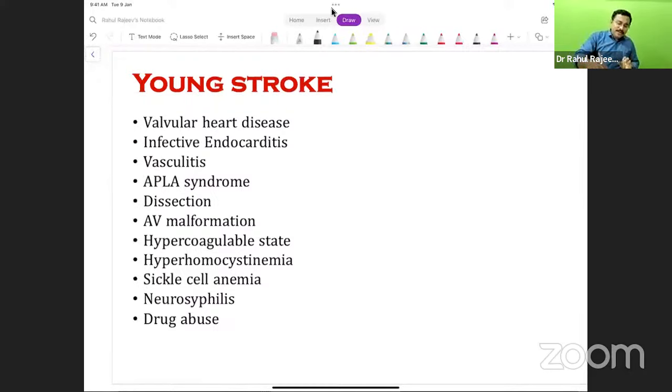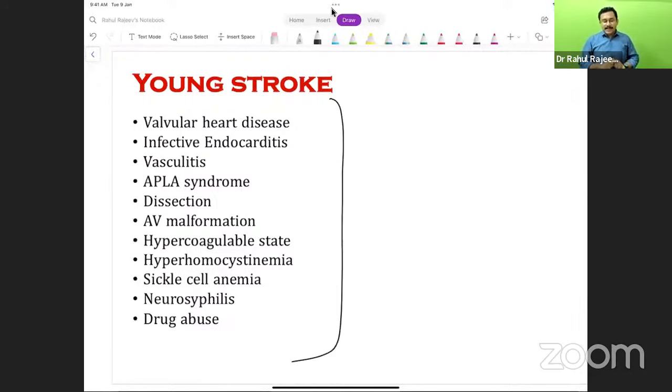So the set of etiologies will be different. Why I'm giving you this list is because many a time in your exam, the examiner asks you regarding the causes of young stroke. So these are the causes of young stroke.